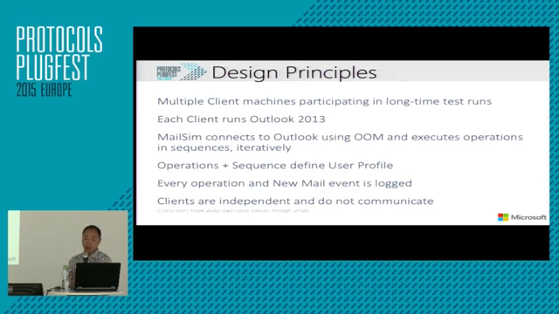So again, we use the Outlook object model to communicate with Outlook, and I will talk about the operation and sequence files in a little bit. There's more detail about it. And we are also monitoring the events that come in. So the tool allows you to monitor a specific folder if you want to, like the sent folder or the deleted folder or the junk folder. So there's an operation that allows you to monitor the folder. I'll show it in the demo in a little bit.